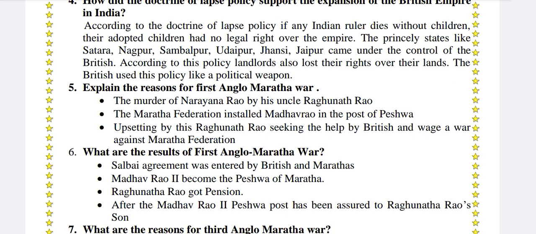Explain the reasons for the First Anglo-Maratha War. The murder of Narayan Rao by his uncle Raghunath Rao. The Maratha Federation installed Madhav Rao in the post of the Peshwa. Upset by this, Raghunath Rao sought the help of the British and waged a war against the Maratha Federation. So here Maratha Federation means Nana Padnavis.